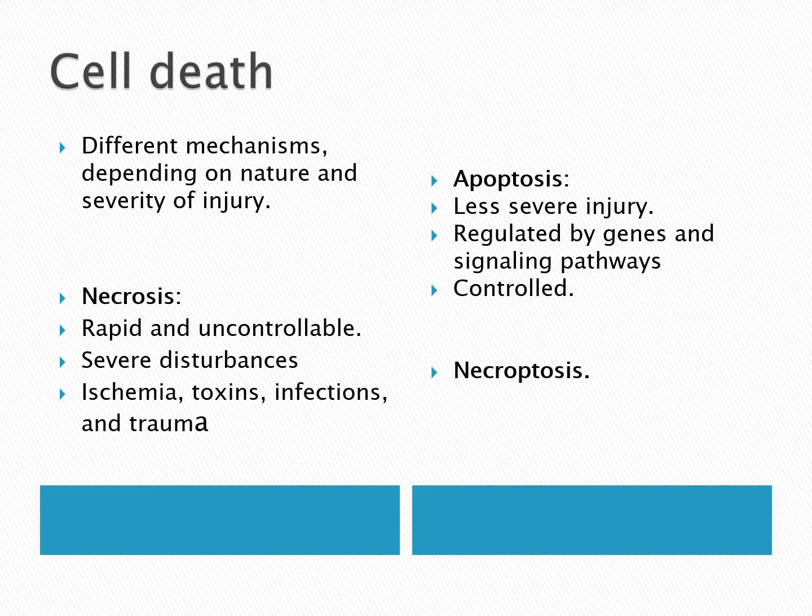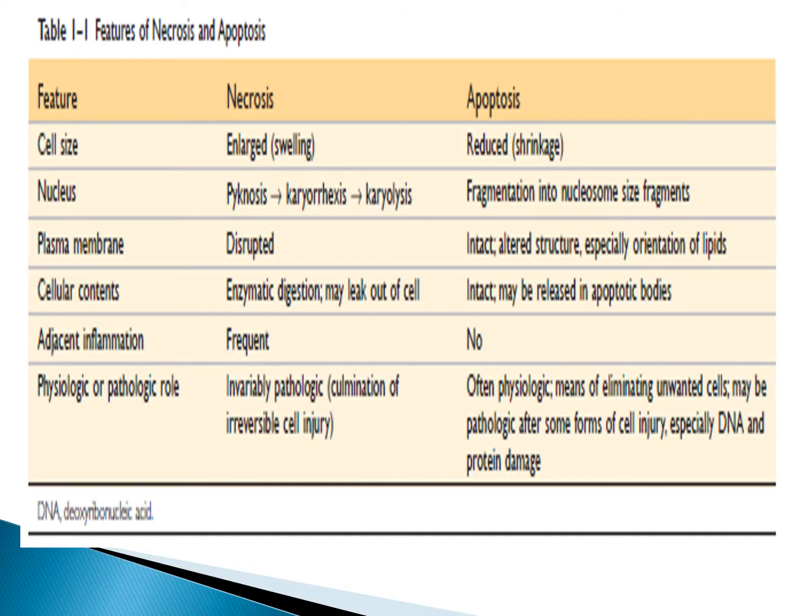Now, in certain conditions, both necrosis and apoptosis occur at the same time. We call it necroptosis. For example, sometimes in ischemia, we can find that most of the cells die by necrosis. However, some cells may also die by apoptosis as a result of ischemia. This table is very important. It characterizes the main differences between the two main patterns of cell death, necrosis and apoptosis. We will discuss apoptosis in later lectures, and I will put this slide up again just to compare between them.